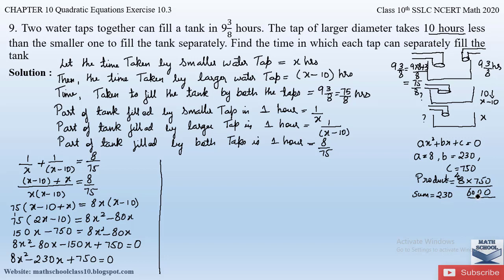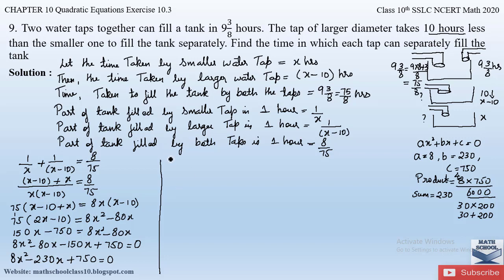3 2s are 6. So we can take 30 into 200. What is 30 into 200? It is 6000, and 30 plus 200 we will get 230. So this is how we are going to split this middle term 230. Instead of 230 we will write 30 plus 200.